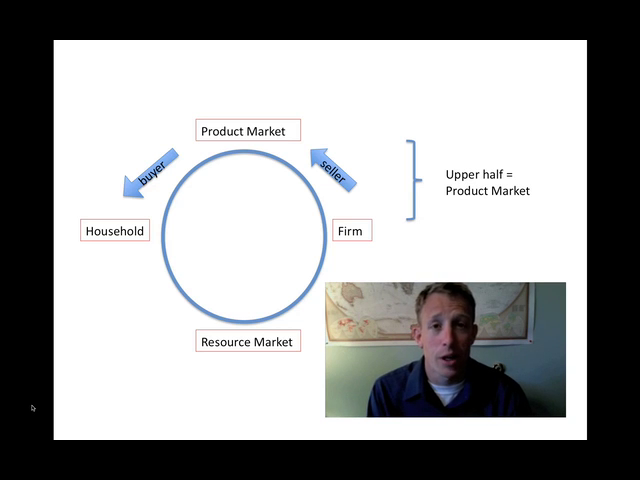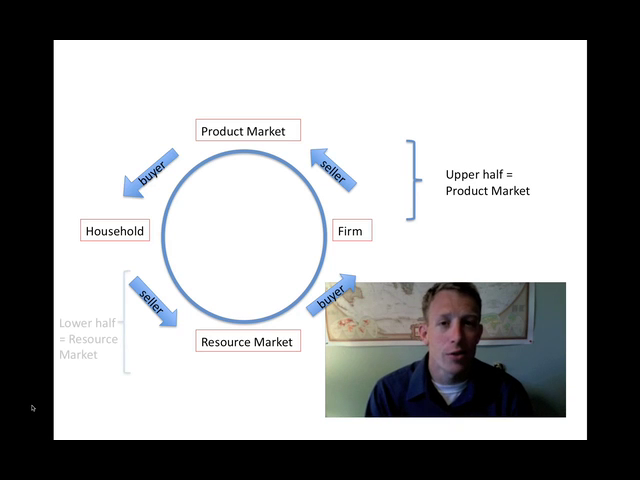The other part of the model is the resource market. In the resource market, we have the roles reversed. And we'll talk more about this when we get into the labor market, but the households become the sellers. You sell yourself, in essence, in the resource market. The firm needs you to make the things that they produce, and so they become the buyers in this market. That's the lower half of the model. We have the sellers as the households selling into the resource market, and the firms acting as the buyer.